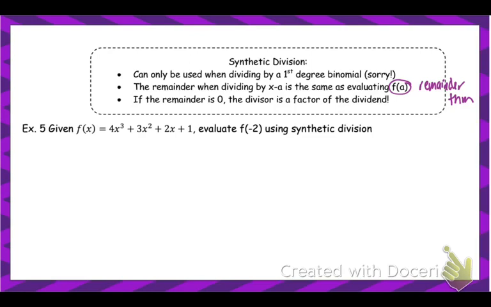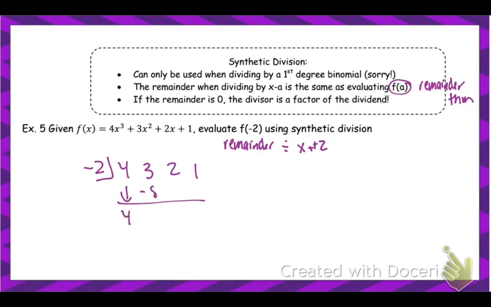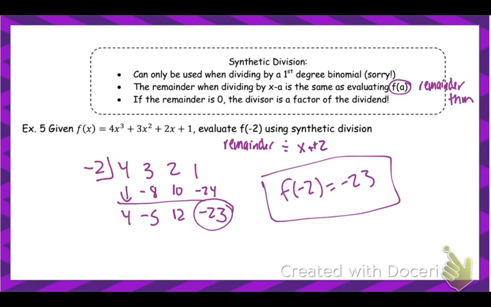So it says, given that function, evaluate f of negative 2 using synthetic division. Well, by the remainder theorem, f of negative 2 is the same thing as the remainder when I divide by x minus negative 2, x plus 2. Well, if I divide by x plus 2, negative 2 goes in the box, and then I can do synthetic division. And I get negative 23. Well, the remainder then is what f of negative 2 is equal to. So f of negative 2 in this case is the same thing as negative 23.